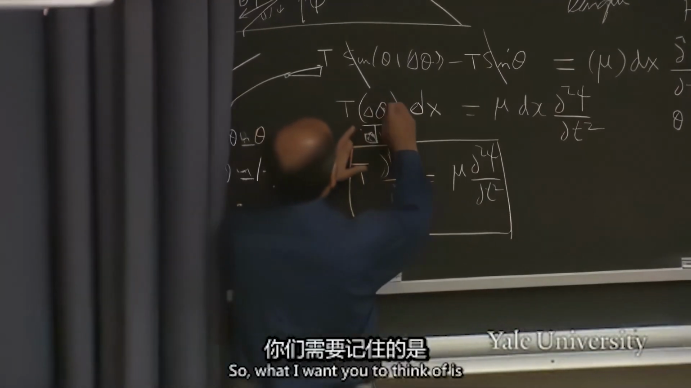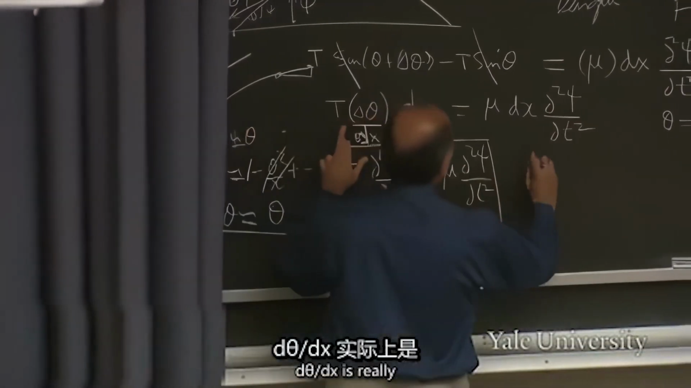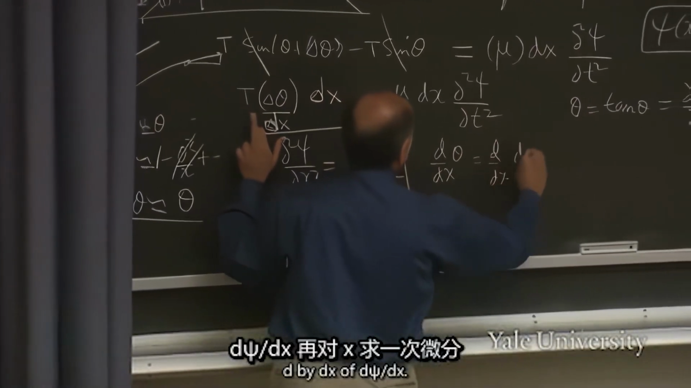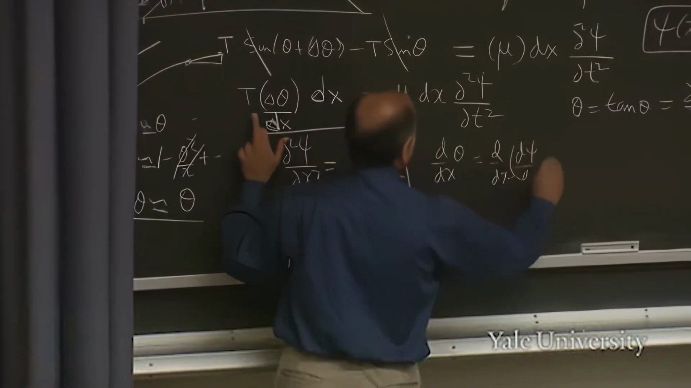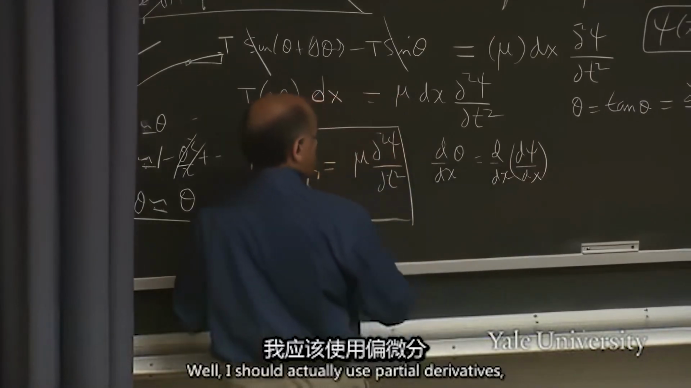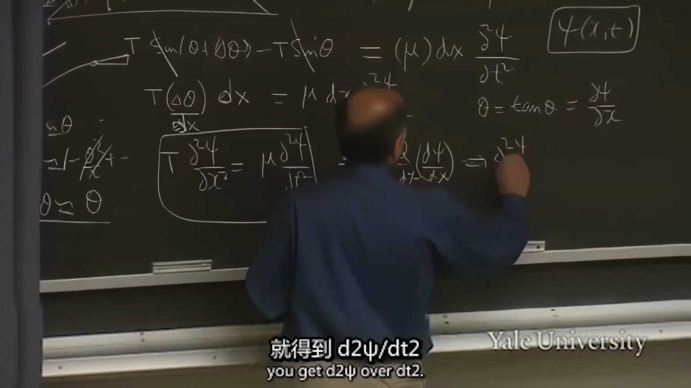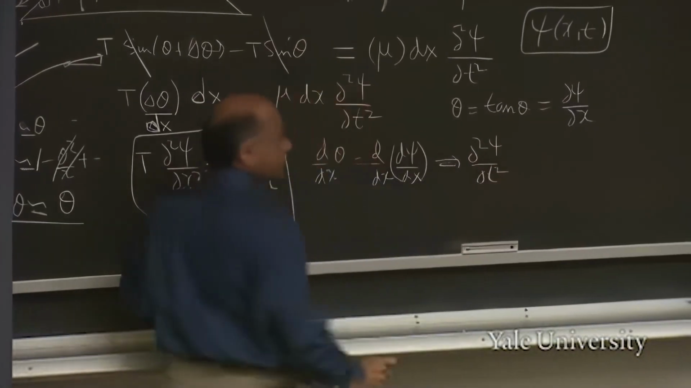So what I want you to think of is d theta dx is really d by dx of d psi dx. And, well, I should actually use partial derivatives because psi depends on x and t. So if you're a little careful with that, you get d2 psi over dt squared.